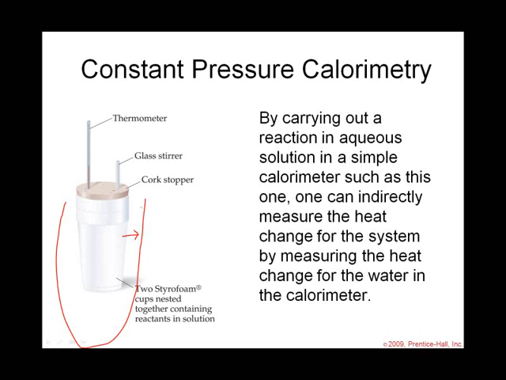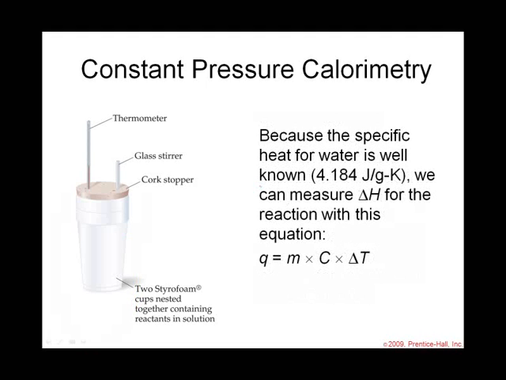Okay? So this is a pretty simple calorimeter that we will use in the lab to figure out what's going on with the specific change, be it physical or chemical. Okay, and because we know the specific heat for water, right, this value that we're going to know, we can measure the change in enthalpy, which is also our Q, using Q equals m c change in T.